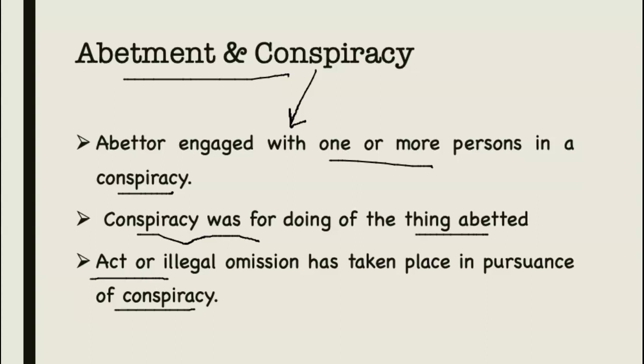So both these factors must be there. Firstly, that the abettor is engaged with one or more persons. Secondly, the conspiracy was for doing of the thing abetted, and thirdly, an act or an illegal omission has taken place in pursuance of the conspiracy. So these are the three broad ingredients when you're trying to prove abetment by conspiracy.